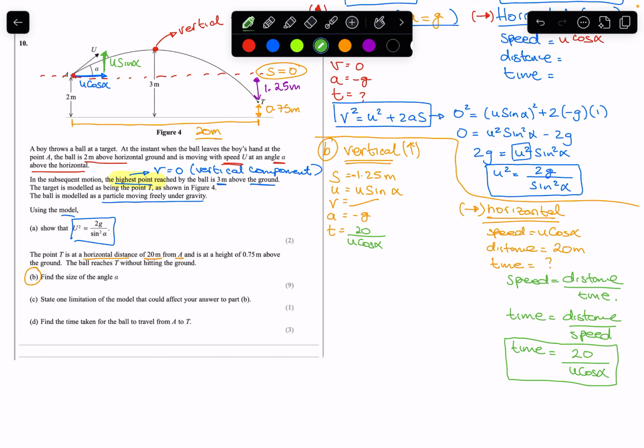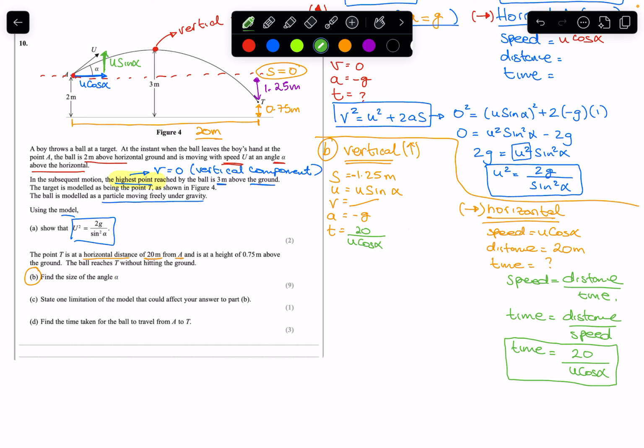Let's have a look now at what we can do. Now, horizontally, we found time in terms of the speed and distance using the values. So now let's go back to the vertical components. We need to find the angle alpha. So what is an equation that combines displacement, initial speed, acceleration, and time?